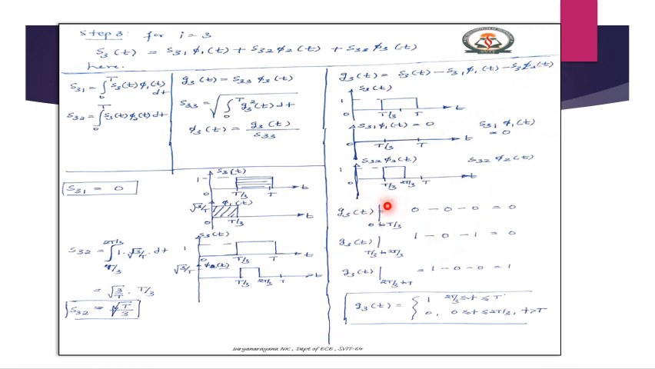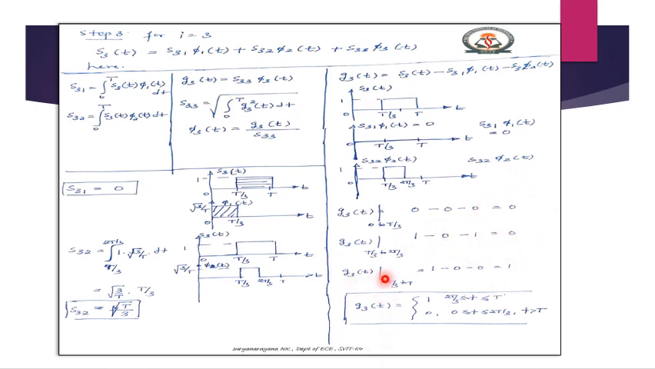So T by 3 to T, it is nothing but the mid portion, it is 1 from T by 3 up to 2T by 3. So from T by 3 to 2T by 3, here it is 1, here it is 0, and here it is also 1. So 1 0 1. When we multiply here, the plus and minus will be a plus 1 and minus will be cancelled, the resulting value will be 0.